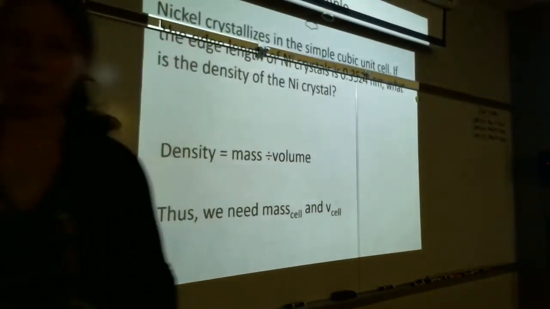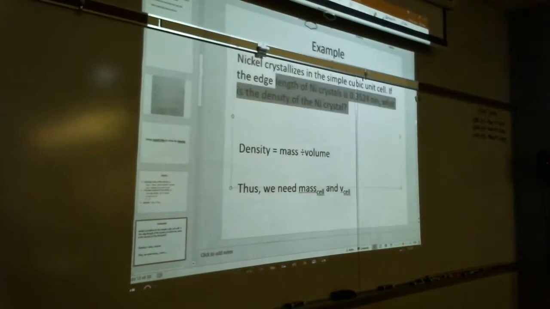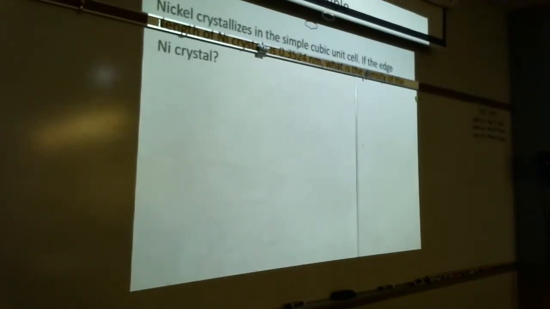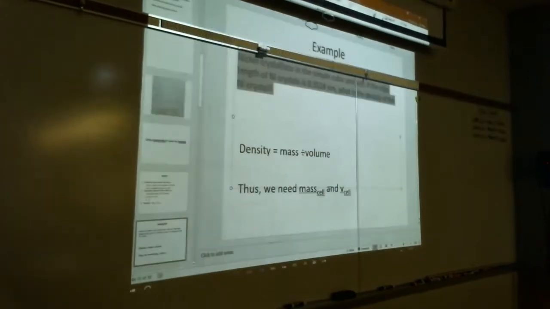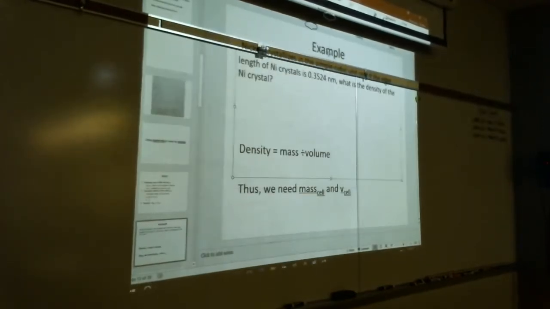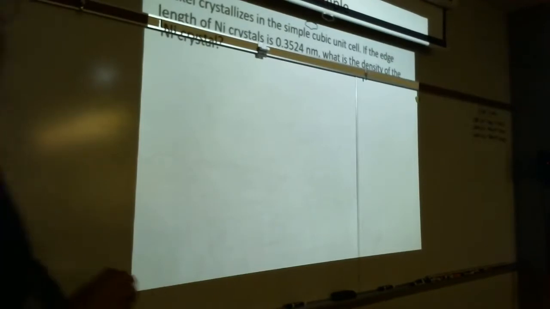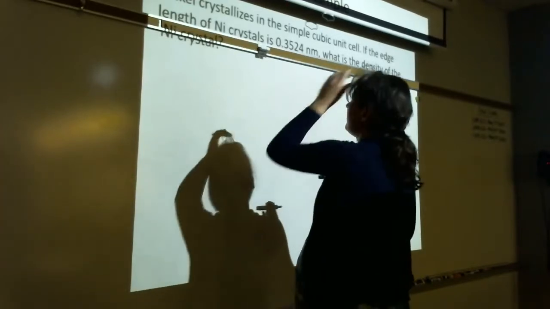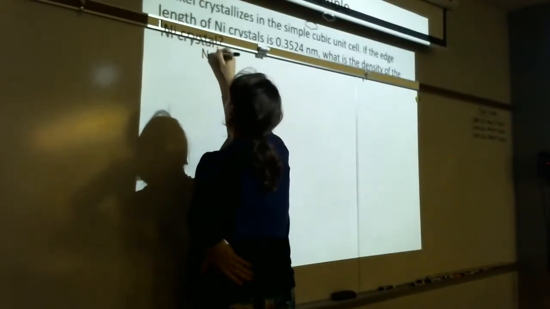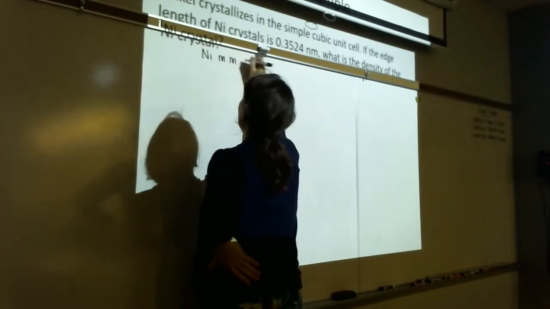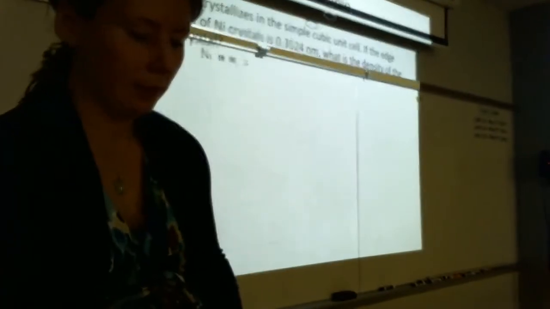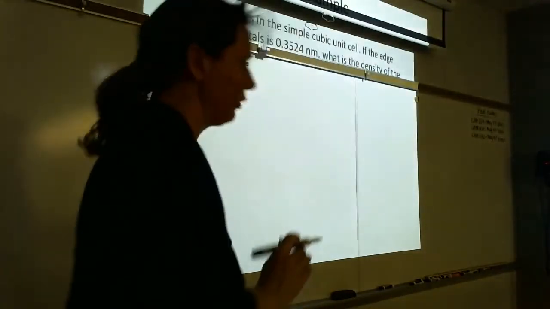Let's make that font a little bit smaller. All right. I do have it in the slide, but I'd rather you see it written out. So this is nickel. Nickel, molar mass is what? It's 58.6934.